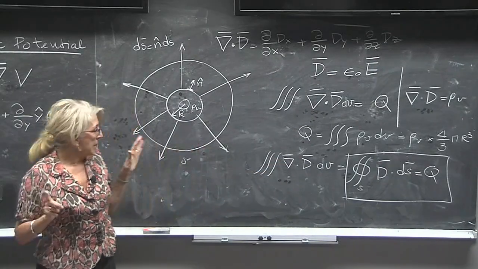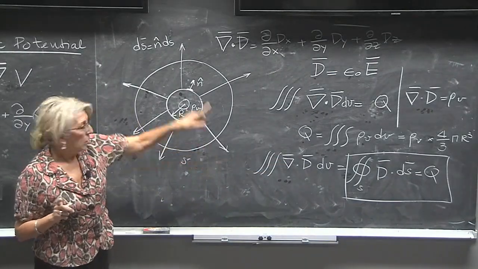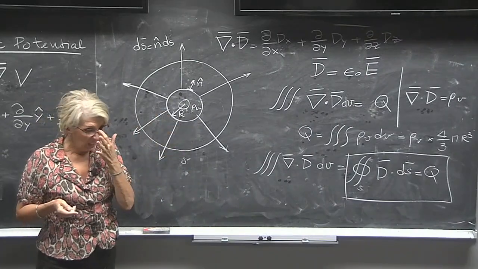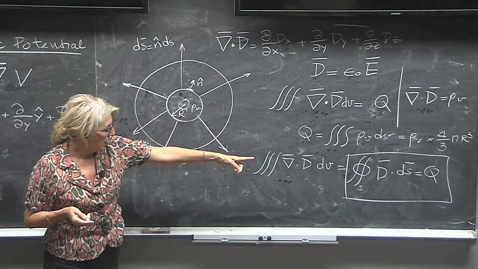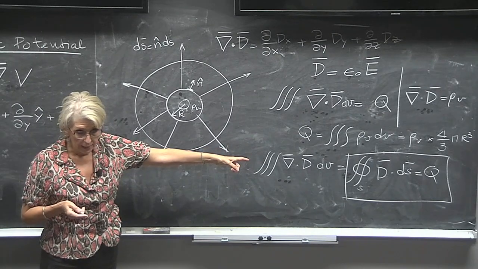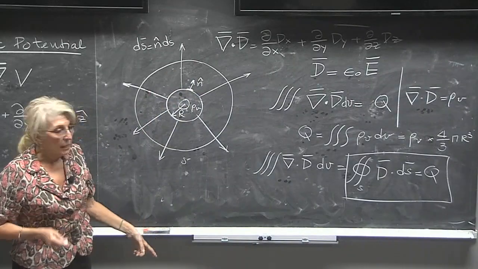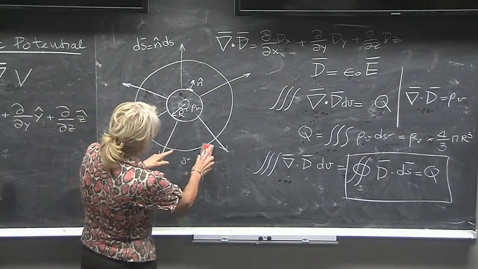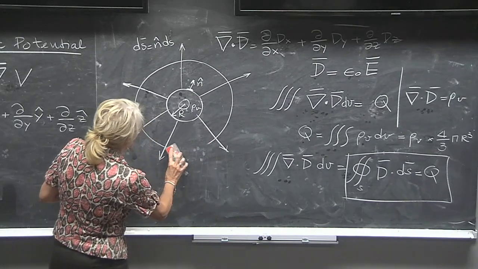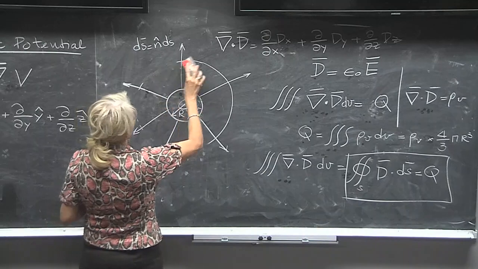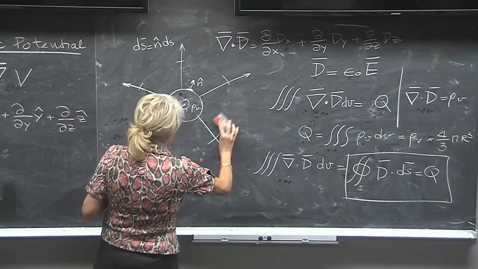So that says that the closed surface integral, in this particular case, of the vector D, which is the electric flux density, around the charge is equal to the charge. What if, instead of this very nice surface, which is a spherical surface, I go and get a crazy surface that looks like this?